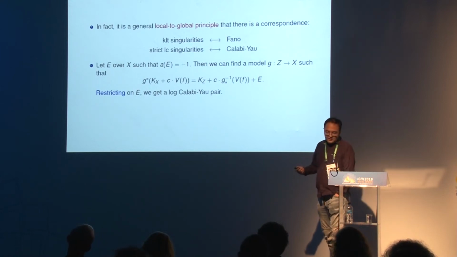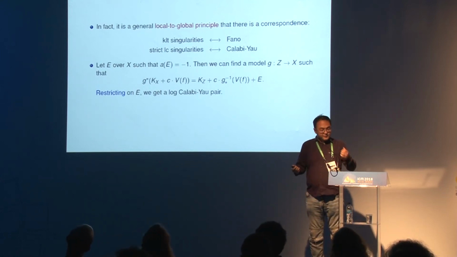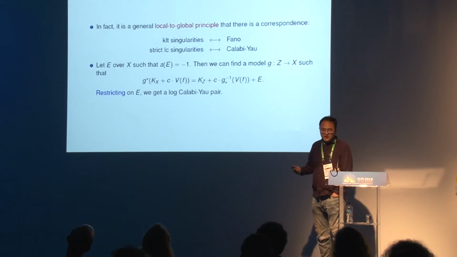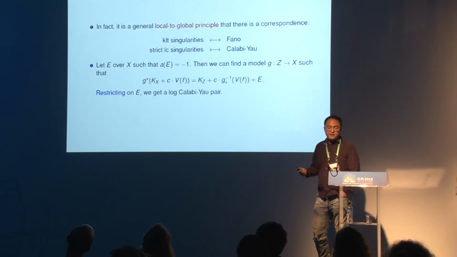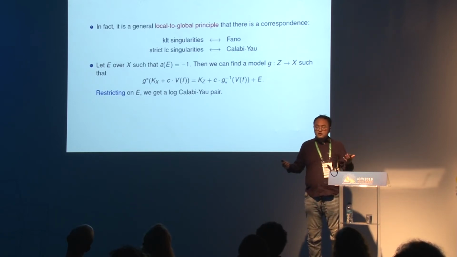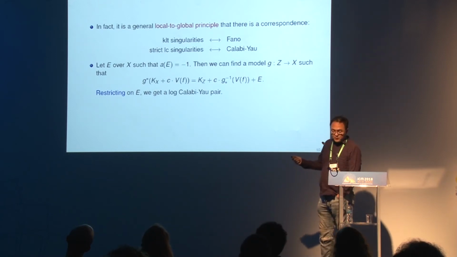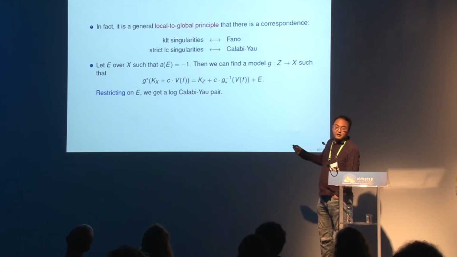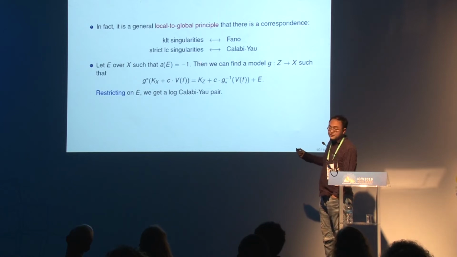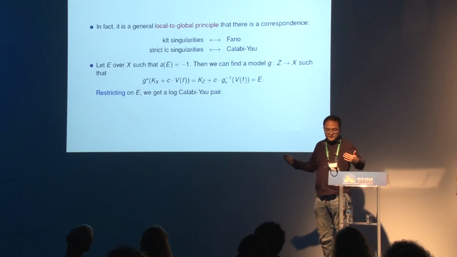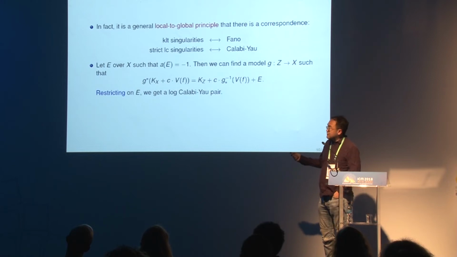So as I said, the proof behind the philosophy is kind of a local to global principle. I mean, in mathematics, I think there are lots of local to global principles, and in birational geometry, there is one. Roughly speaking, under this local to global principle, for klt singularities, it corresponds to Fano varieties. And if I have a strictly lc singularity, a log canonical singularity which is not klt, then it corresponds to log Calabi-Yau.